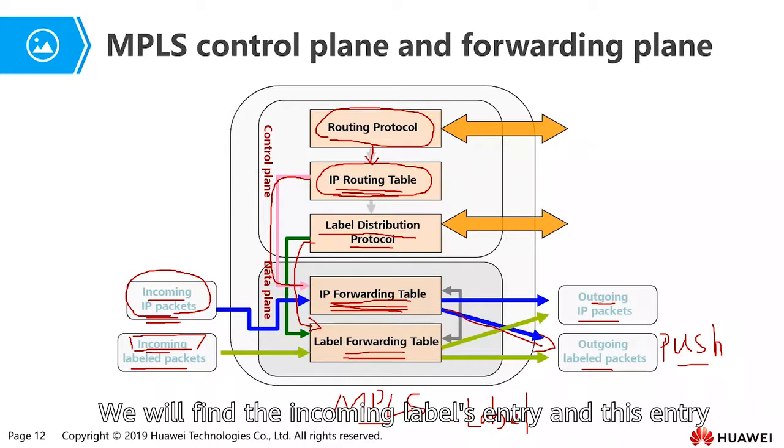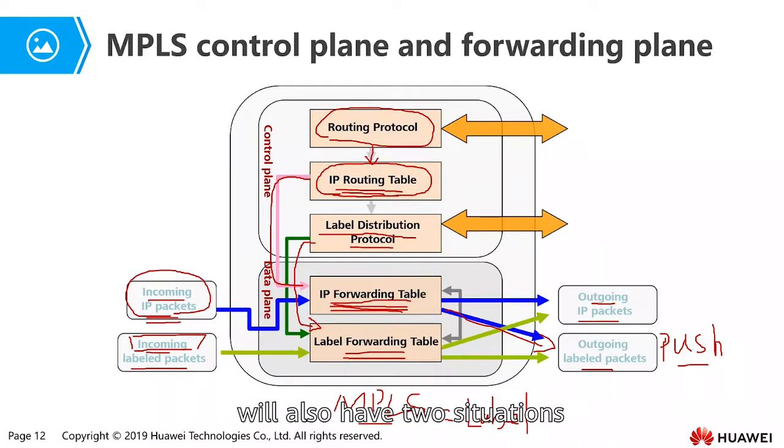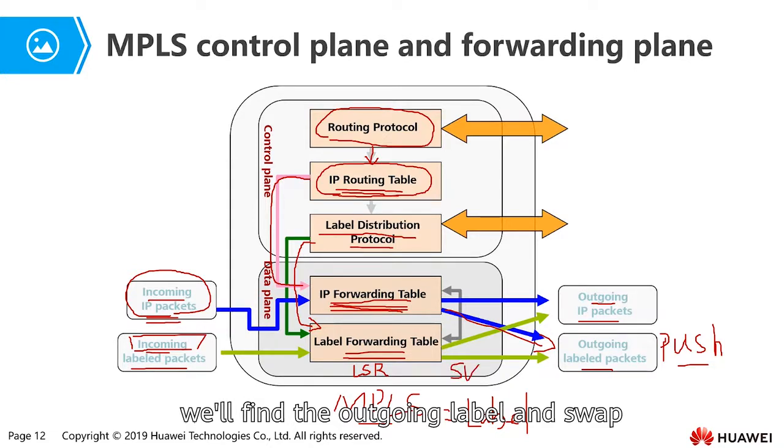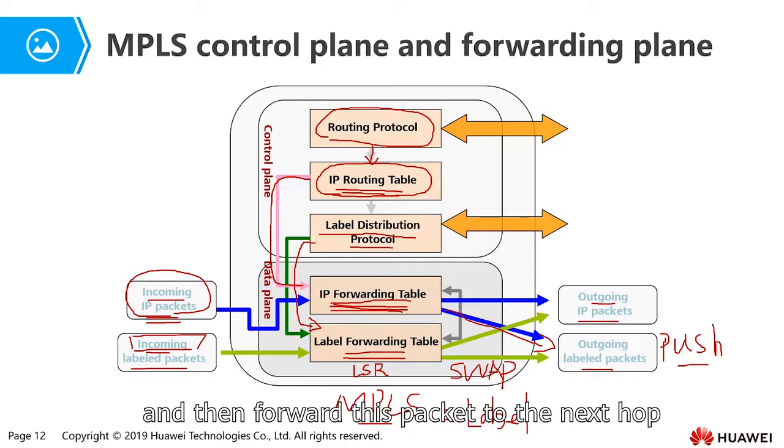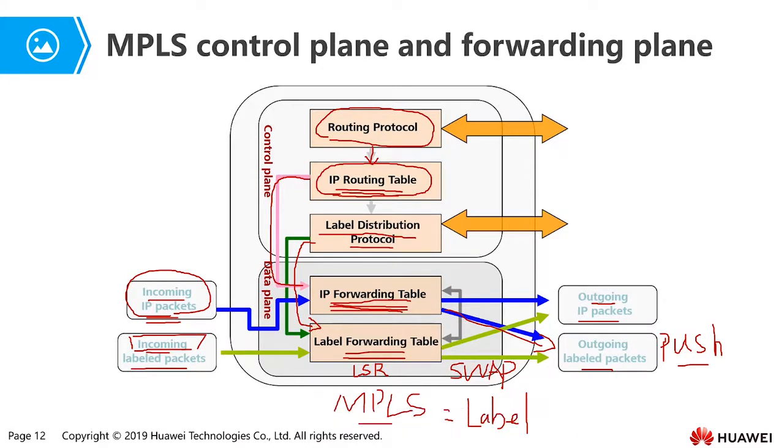And this entry will also have two situations. One situation is if this LSR is in the middle. It's not at the edge, it's in the middle. So we will find the outgoing label and swap the incoming label to the outgoing label and then forward this packet to the next hop. So this is the LSR in the middle.